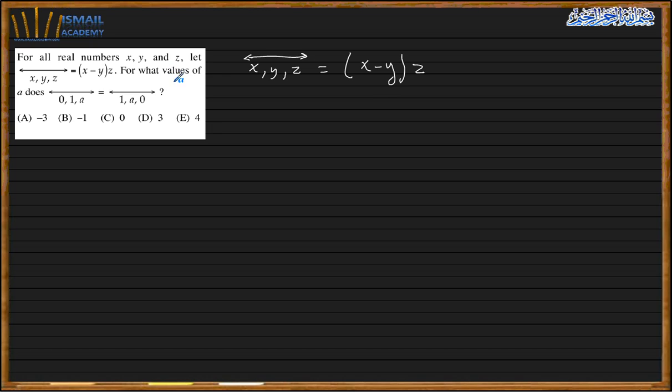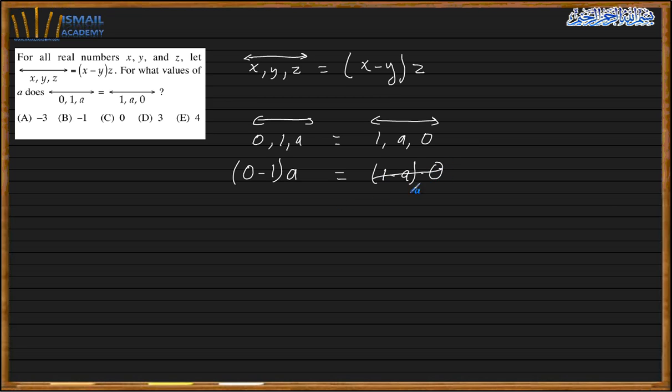So what's the value for a to have these equations? This statement is equal to that statement, or that number equals that number. So what I do here, I write down the equations. So we have 0, 1, a equal 1, a, 0. This one is the first number minus the second times the third. Here is the first minus the second times the third.